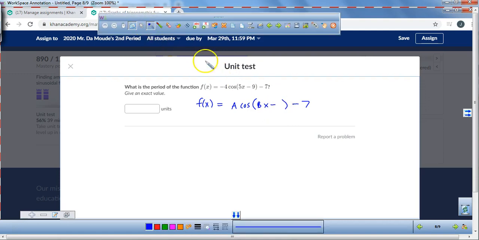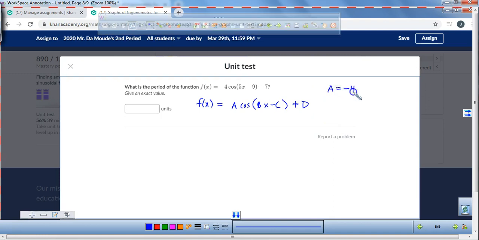This is the C value. And this is your D value. So our A value is -4, which means we have an amplitude of +4. Our B value is 5. Our C value is 9, and our D value is -7.